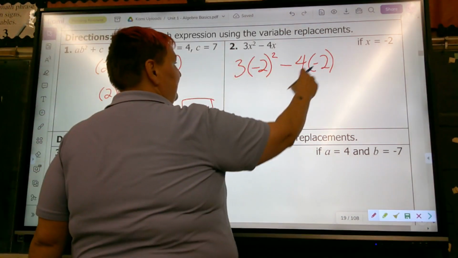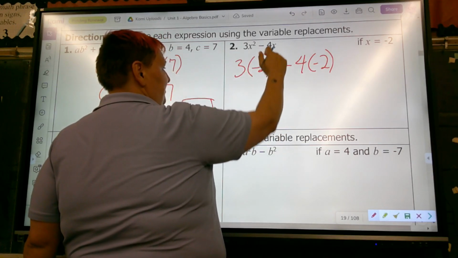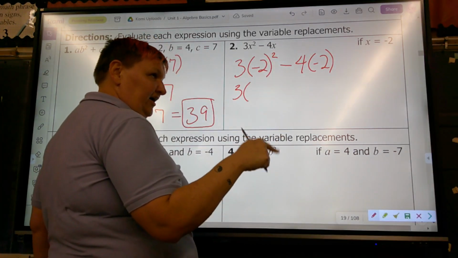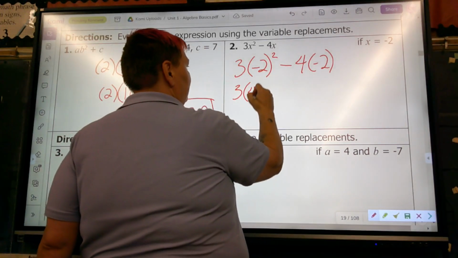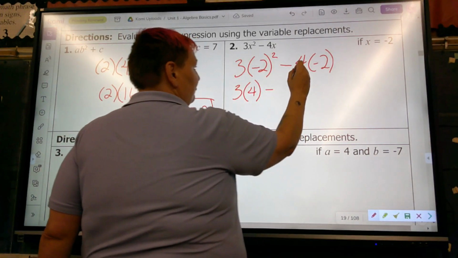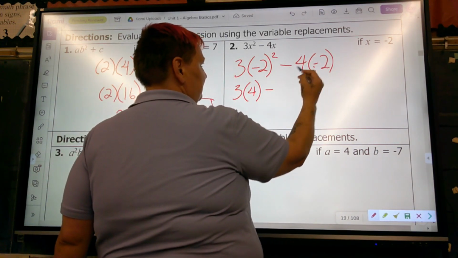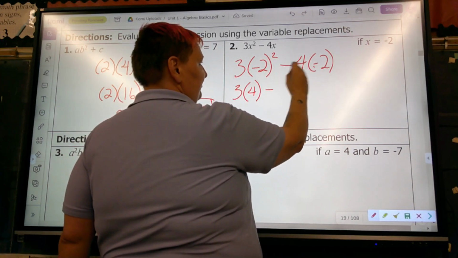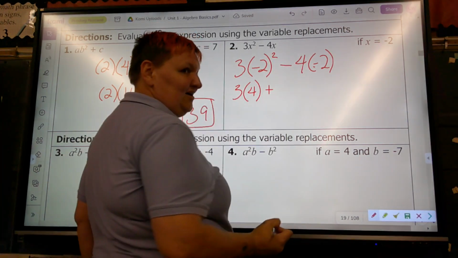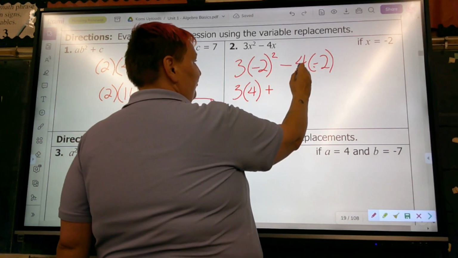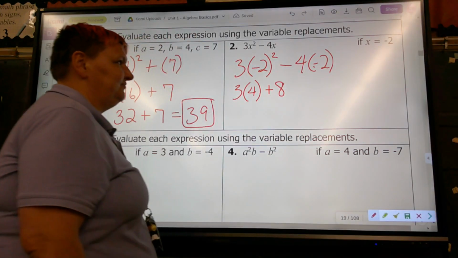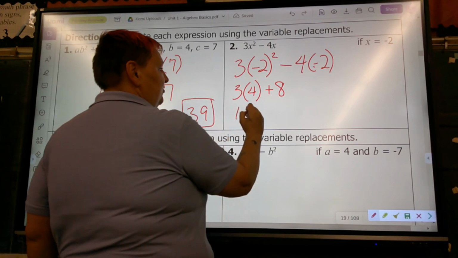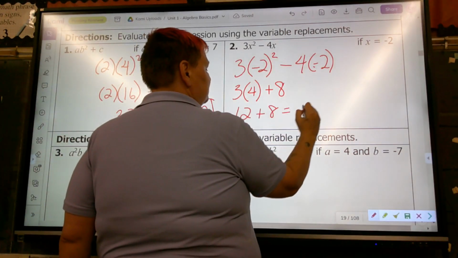Nothing we can do inside the parentheses. We do have an exponent, so it's going to be 3 times (-2) squared, which is -2 times -2, which is 4, minus 4 times -2. We have two negatives, -4 times -2, so it's going to become positive. 4 times 2 is 8. Three times 4 is 12, plus 8. 12 and 8 is 20.